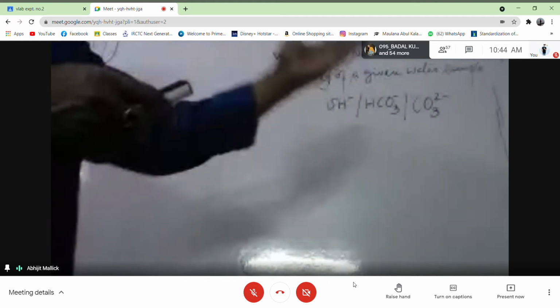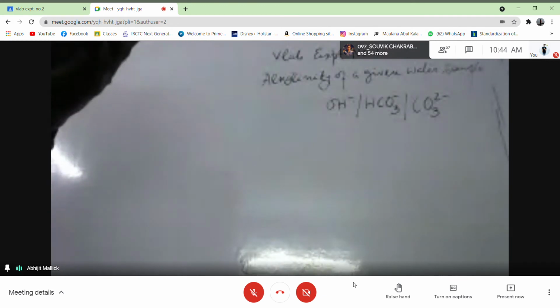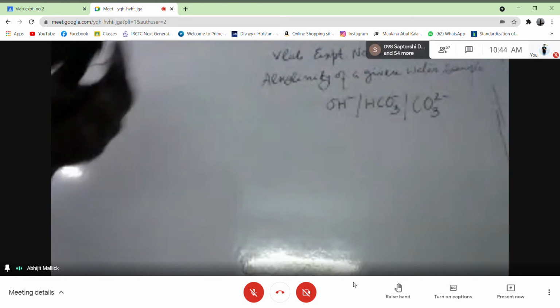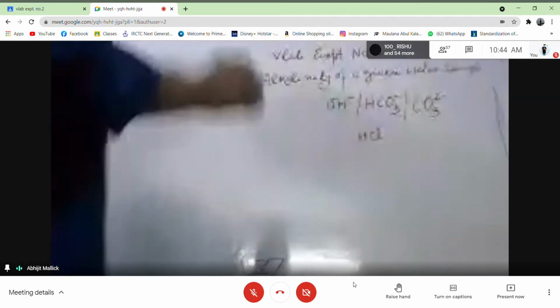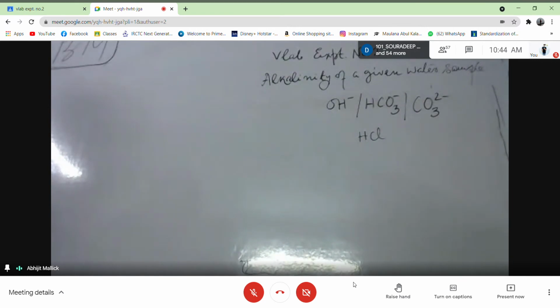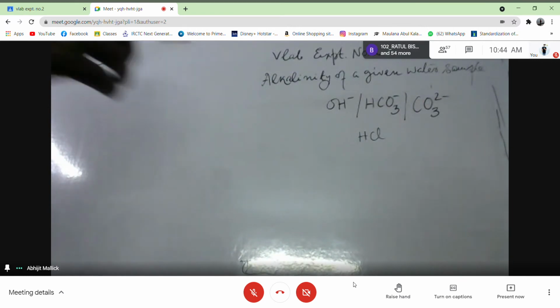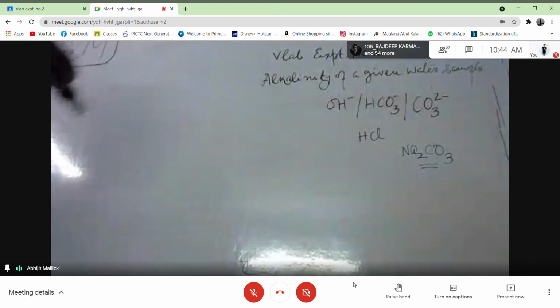Now these are the basic radicals, so we need an acid to neutralize these basic radicals. Preferably, we are using HCl. As we know, this HCl is a secondary standard, so we need HCl to be standardized, and that's why we have to prepare Na2CO3 also, because this is the primary standard. As we know, last experiment we have done it.